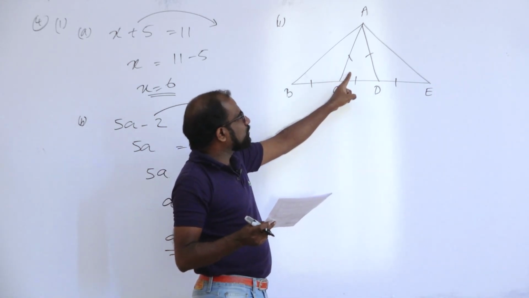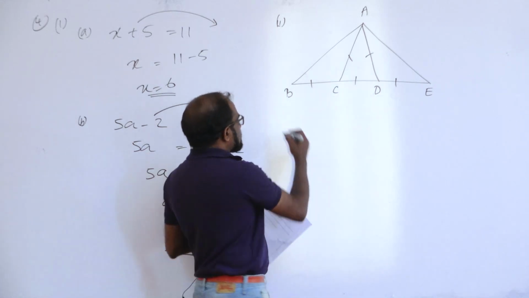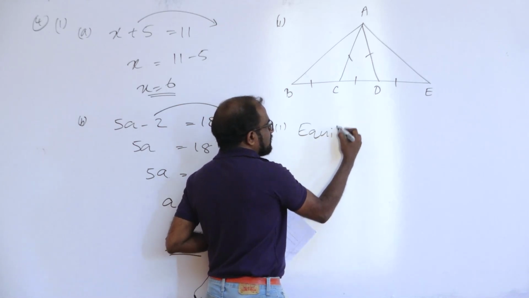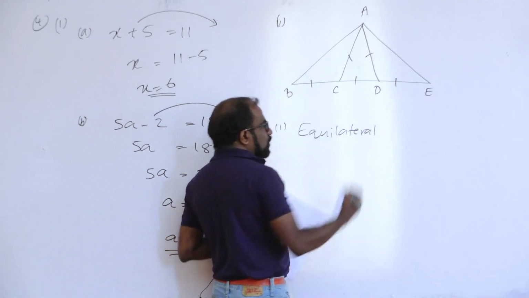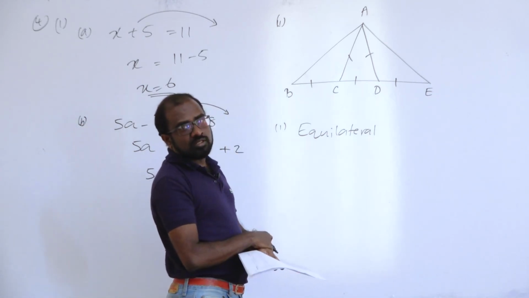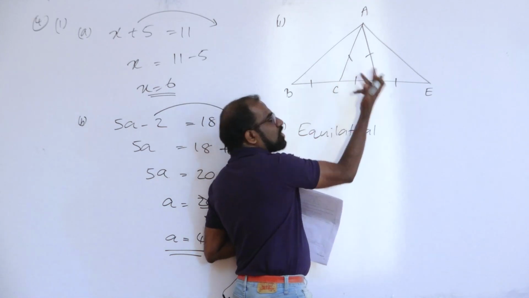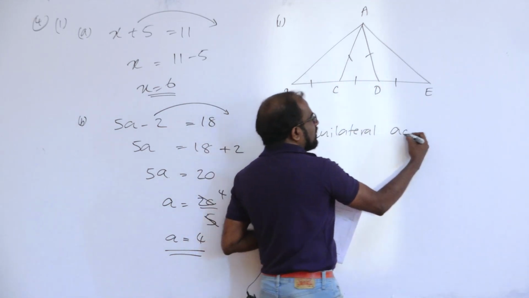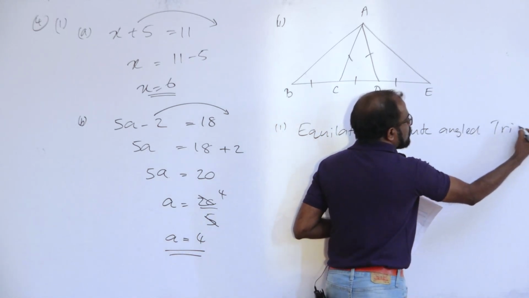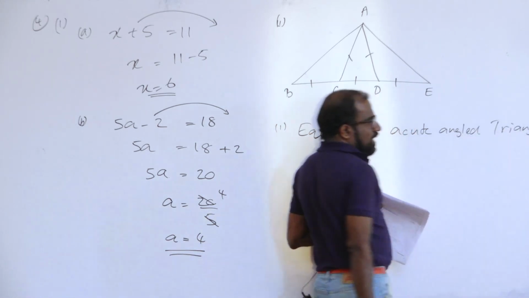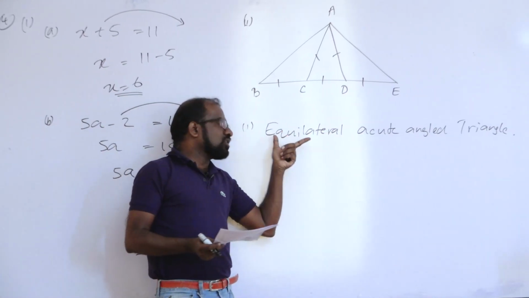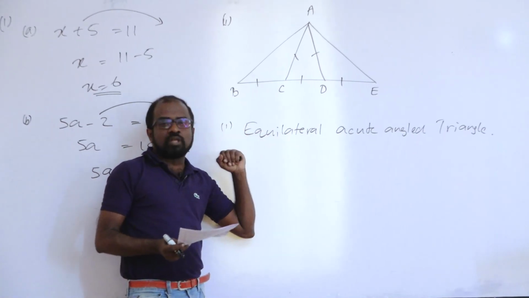Length of sides: all 3 sides are equal. And what is the answer? Equilateral triangle. Equilateral. Magnitude of angles also we have to consider. All 3 angles are what? Acute angles. Equilateral, acute angled triangle. Right? Actually, any equilateral triangle in the world is acute angled.